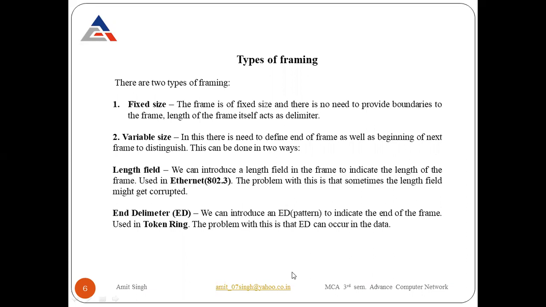Whenever our frame ends, we just add one new thing, and the name of the new thing is end delimiter. It has a special pattern. For example, after the data, you can simply add 1 1, then 6 zeros, then 1 1, 4 zeros. In total it is 8 bits: 1 1, then 0 0 0 0 1 1. This special pattern will alert the receiver that this is the end of the frame. Whenever this special pattern occurs, we come to know that this is the end of the frame.